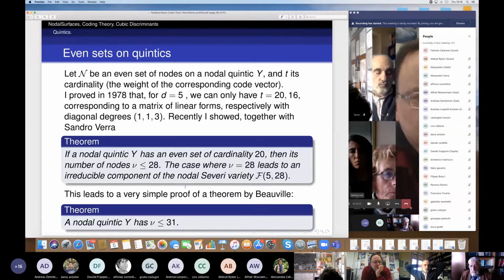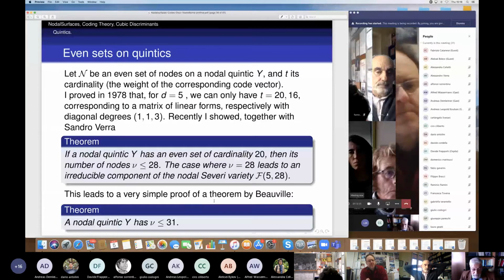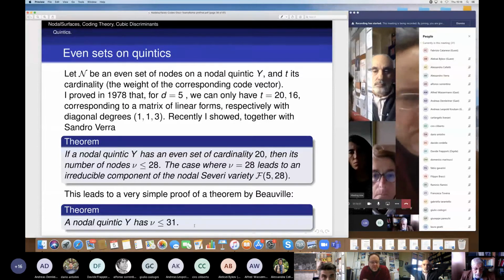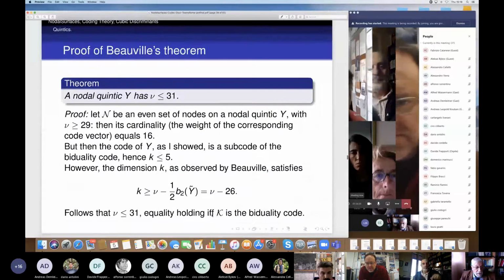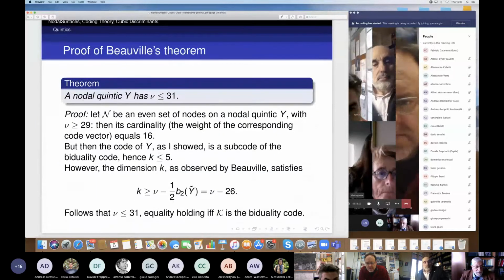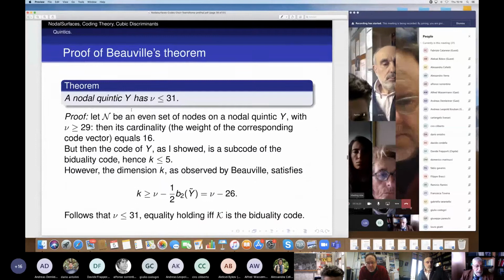Now, let me explain, even if time is running, this provides a very simple proof of the theorem of Beauville that the nodal quintic has at most 31 nodes. And, well, we want to show that the maximum is 31.